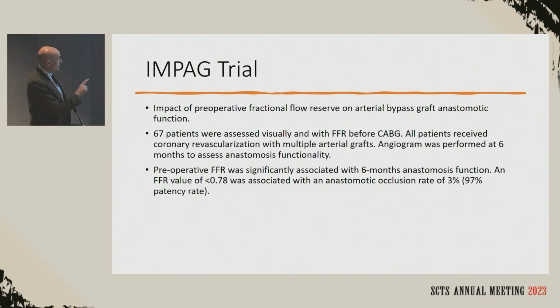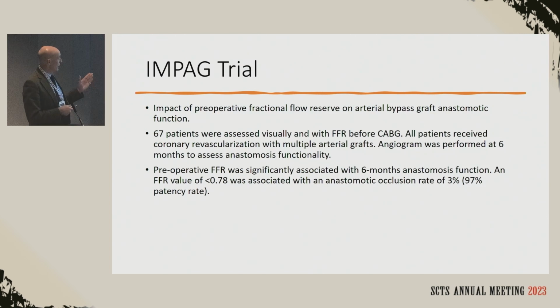So here was another trial. I'm sorry, there's only one more trial after this one to go through, but here they decided to look at just arterial grafting. So this is a trial of arterial graft, FFR guided. 67 patients were assessed visually with FFR. All patients received multiple arterial grafts, and then they had 6-month angiograms to look at how patent things were.